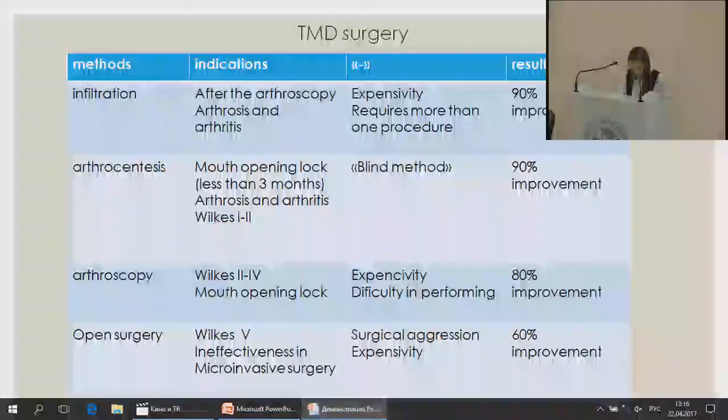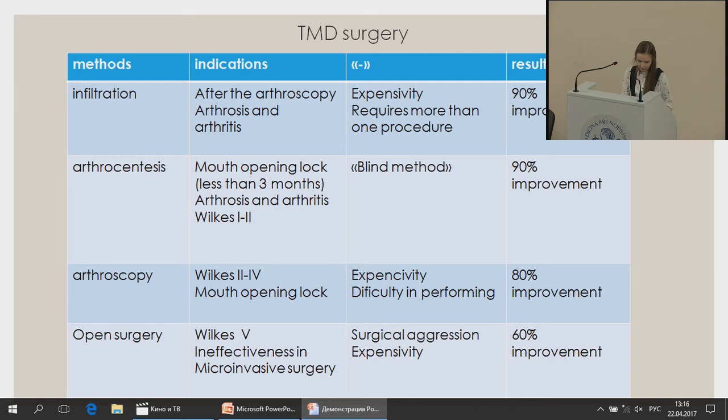TMJ surgery includes four main methods. The first three of them are microinvasive, and the last one is the most aggressive. Each of the methods has its own indication, and in most cases, indication depends on the stage of internal joint derangement, and these stages were described in the Wilkes classification. So you can see in the table our Wilkes stages near the procedures. Nevertheless, all the procedures have their own flaws, which you can also see in the table.